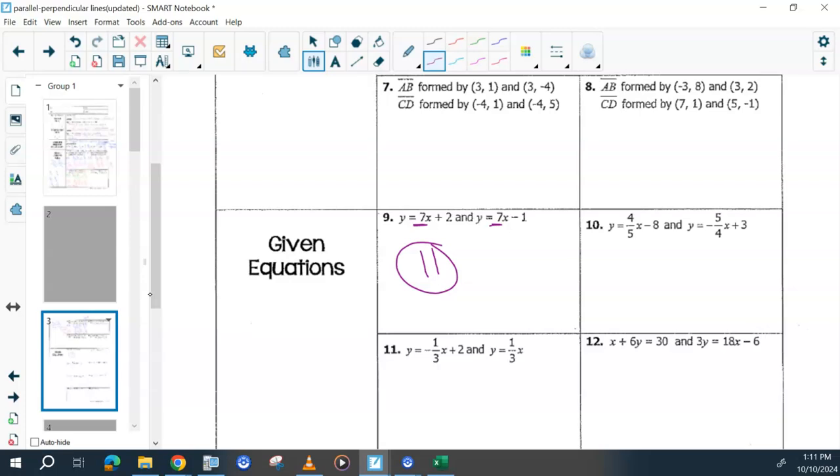What about number 10? Perpendicular, because they're negative reciprocals. They're flipped versions of each other, and one is negative.